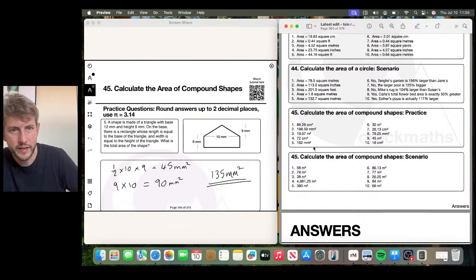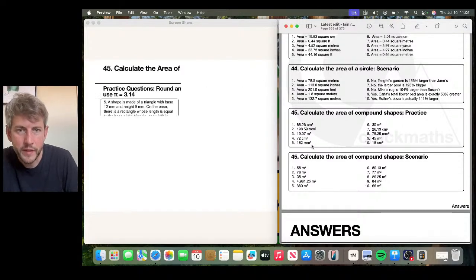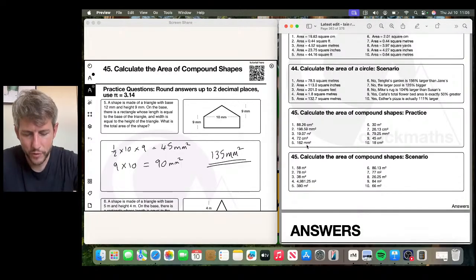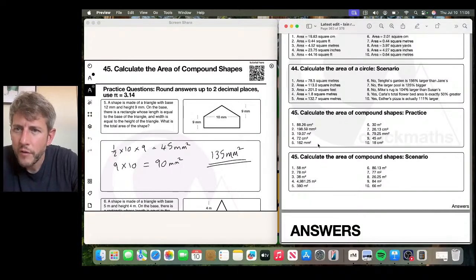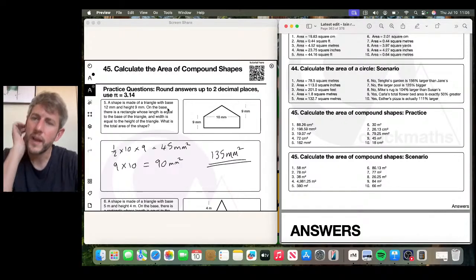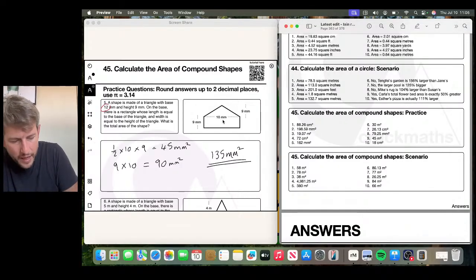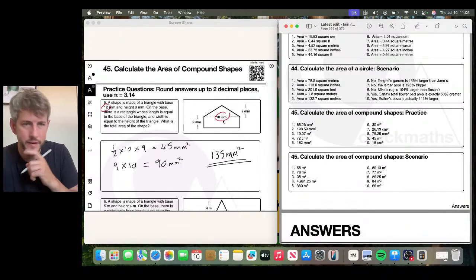And then here we've got a disagreement. They've got 162, I've got 135. So let's just have a look at this again. So here we go. A shape is made of a triangle with base 12 millimeters and height 9. Oh, right. I see the problem is in here. So this says 12 and I went from this measurement that says 10.